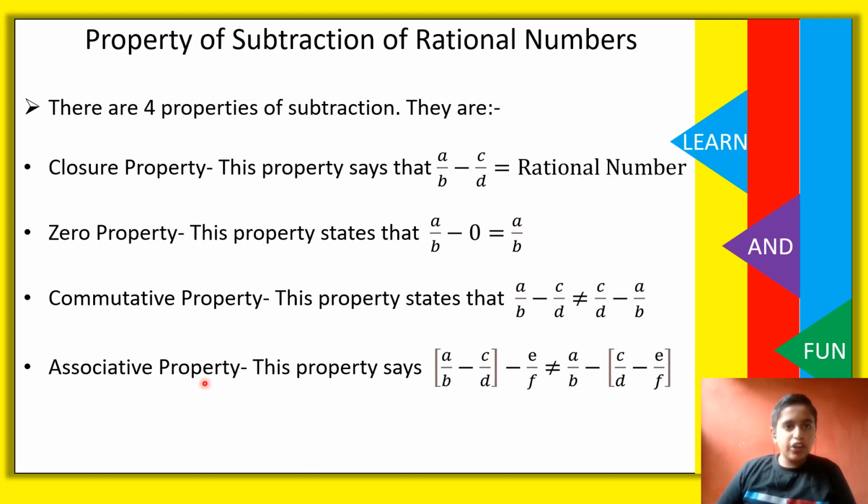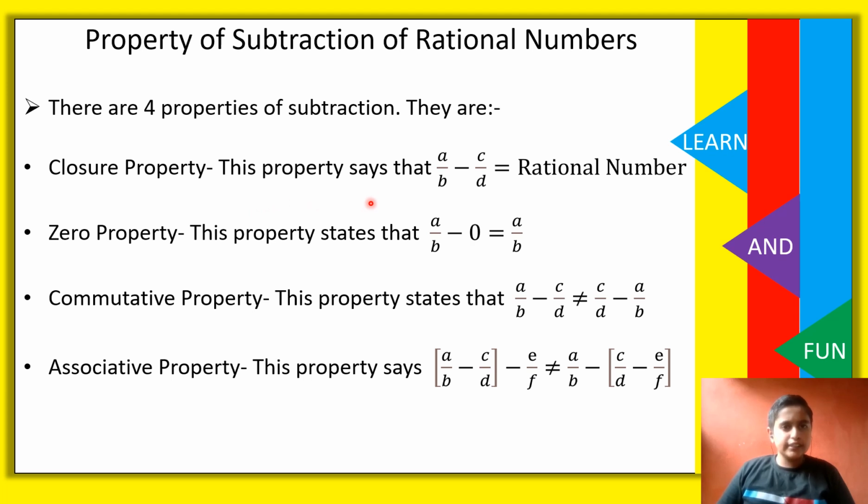So first we have properties of subtraction of rational numbers. In total there are 4 properties of subtraction of rational numbers. First we'll see all the names and then we will learn them deeply. First is closure property, second is zero property, third is commutative property, and fourth is associative property. So first, closure property. What does closure property say?